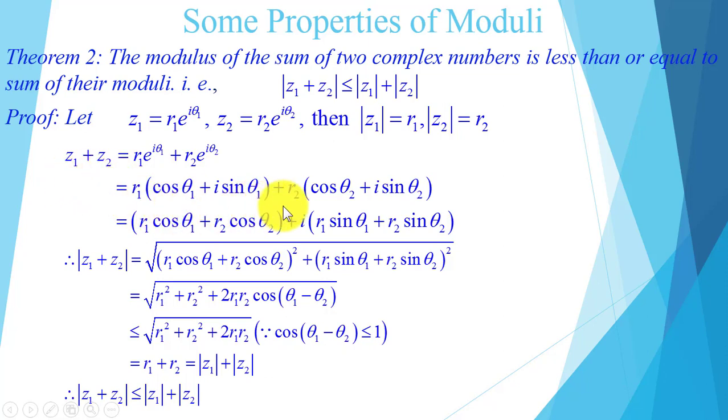So this is equal to r1 cos theta 1 plus i sin theta 1 plus r2 into cos theta 2 plus i sin theta 2, which is equal to r1 cos theta 1 plus r2 cos theta 2 plus i times r1 sin theta 1 plus r2 sin theta 2, by separating real and imaginary parts.